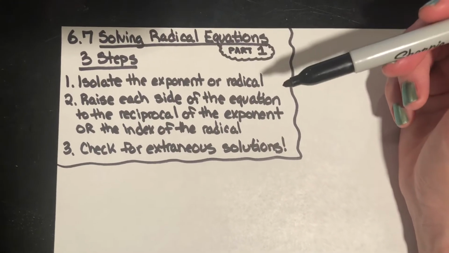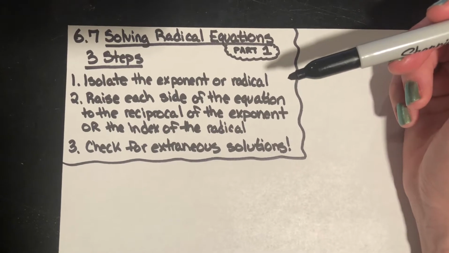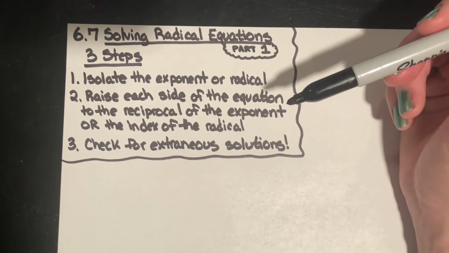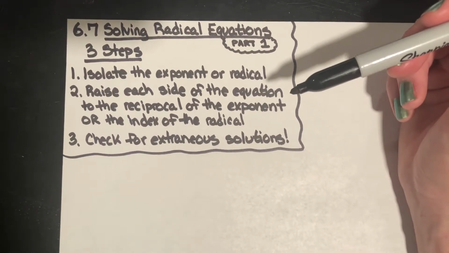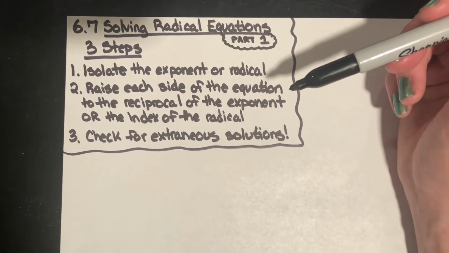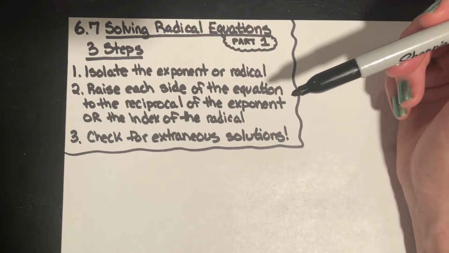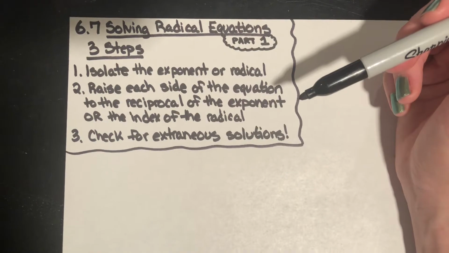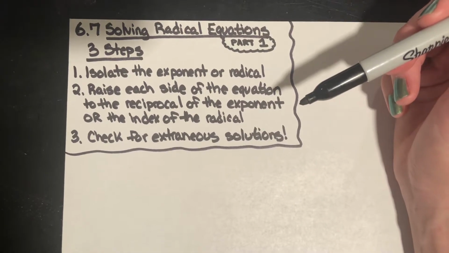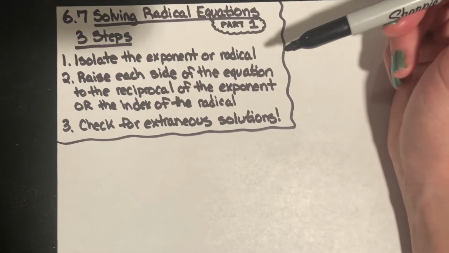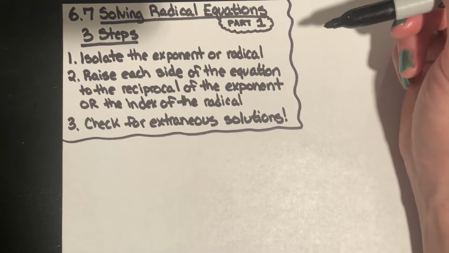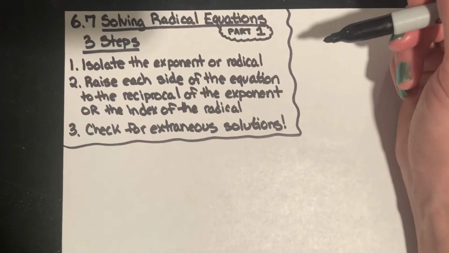Our first step is going to be isolate the exponent or radical. Our second step is going to be raising each side of the equation to the reciprocal of the exponent or the index of the radical. Reciprocal means to flip that fraction, and the index of the radical is that number outside the actual radical sign. So if it's a square root, then that index is 2. If it's a cubed root, the index is 3, and so on.